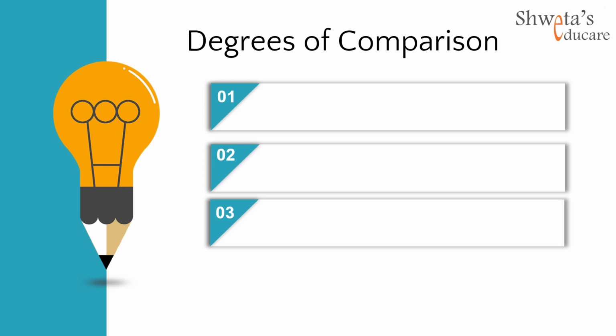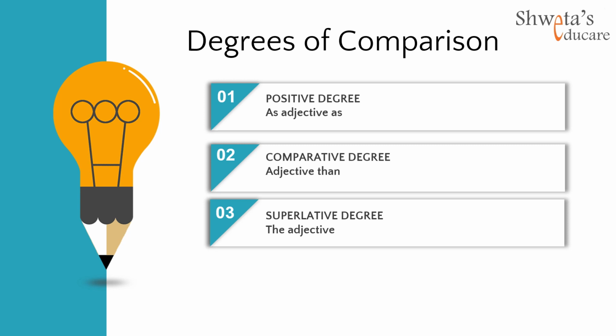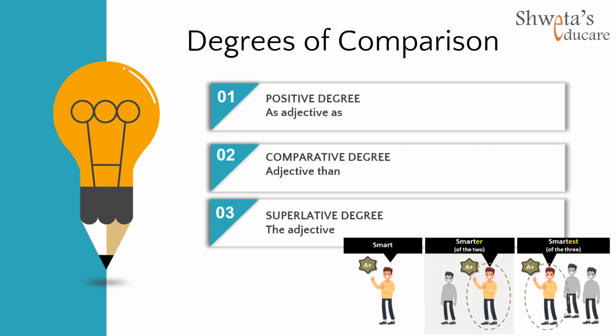We all know the basics of our degrees of comparison. There are 3 degrees: positive, comparative and superlative. The adjective can be any word, like for example we use smart. So in positive it will be as smart as, in comparative smarter than, and in superlative the smartest. So smart, smarter, smartest. We all have learned this in our early standards, like from 6th, 7th, right?